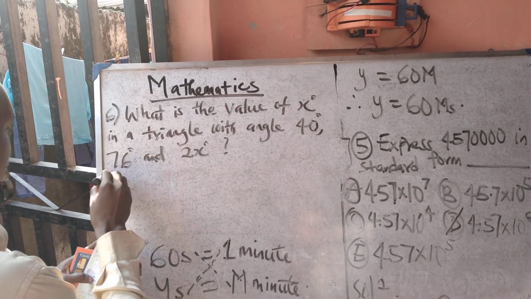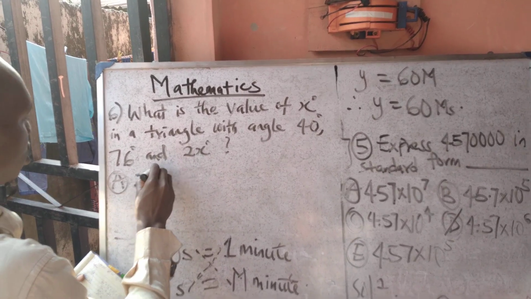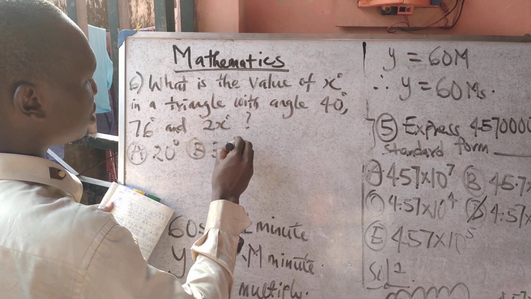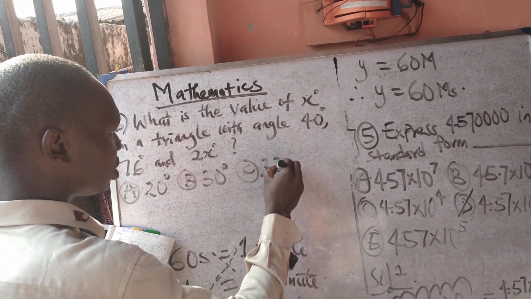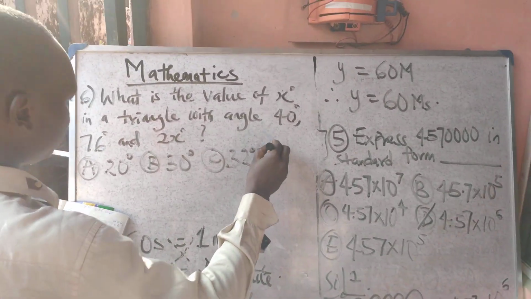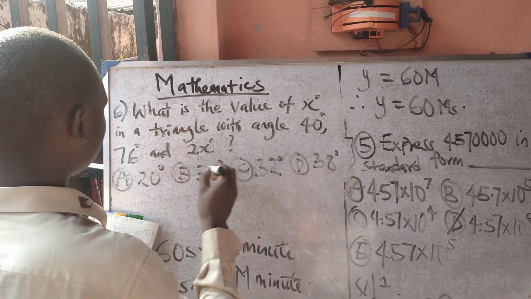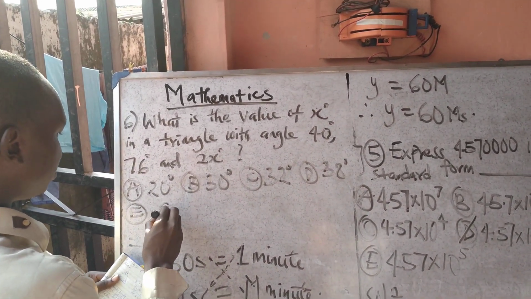Option A, you have 20 degrees. Option B, you have 30 degrees. Option C, you have 32 degrees. Option D, you have 38 degrees. Option E, you have 68 degrees.